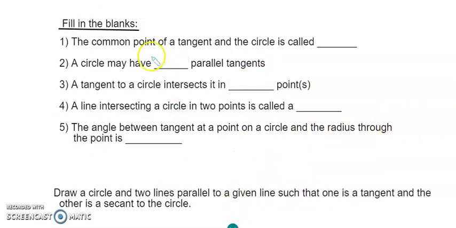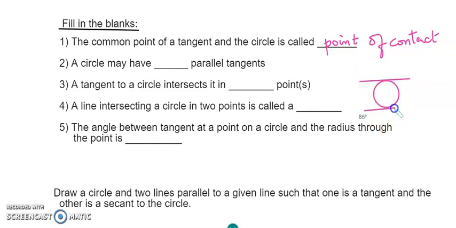One more question. The common point of tangent and the circle is called the contact point, or point of contact. The point where the tangent touches the circle is called the point of contact. A circle may have dash number of parallel tangents. So if I want to draw a circle and show parallel tangents, this is one tangent, then there will be one more. I can draw many parallel lines, but they are not tangents, right? So how many parallel tangents can a circle have? Yes, it can have only two parallel tangents.